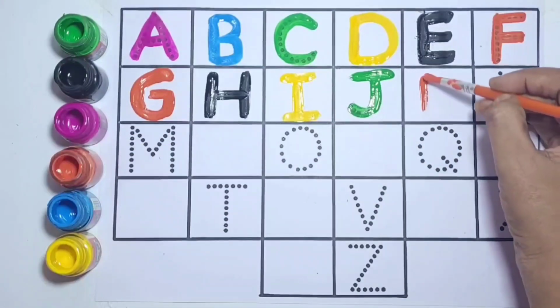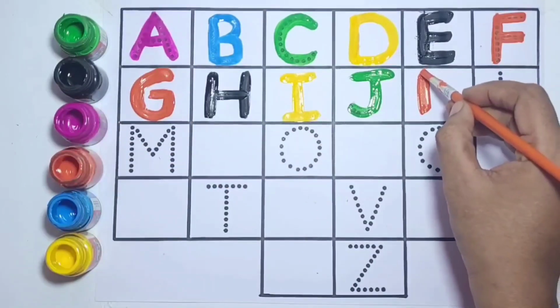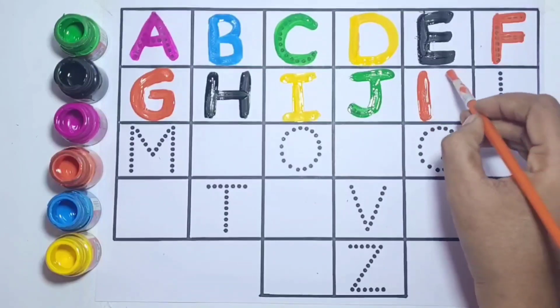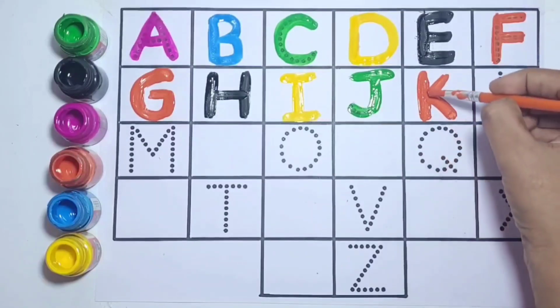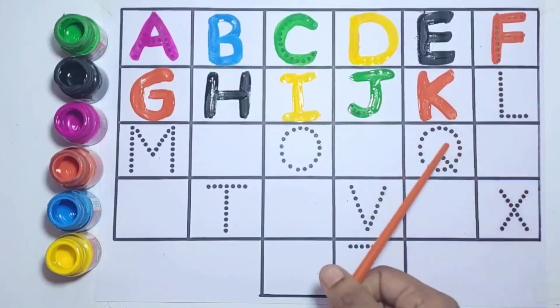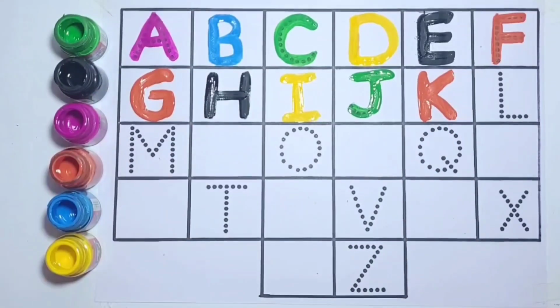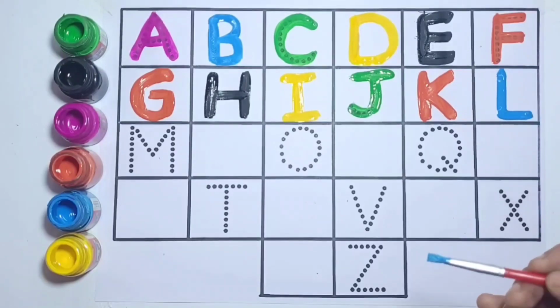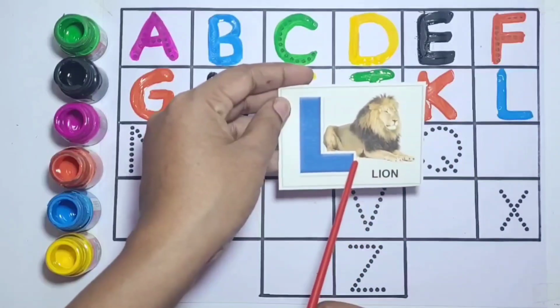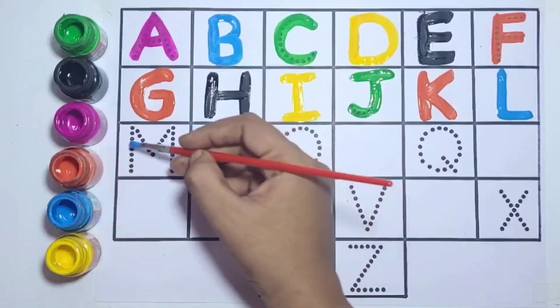This is letter K. K for kite. The next letter is L. L for lion.